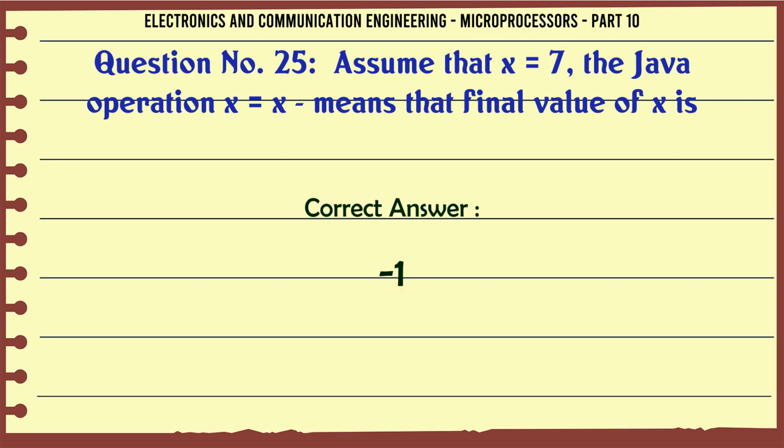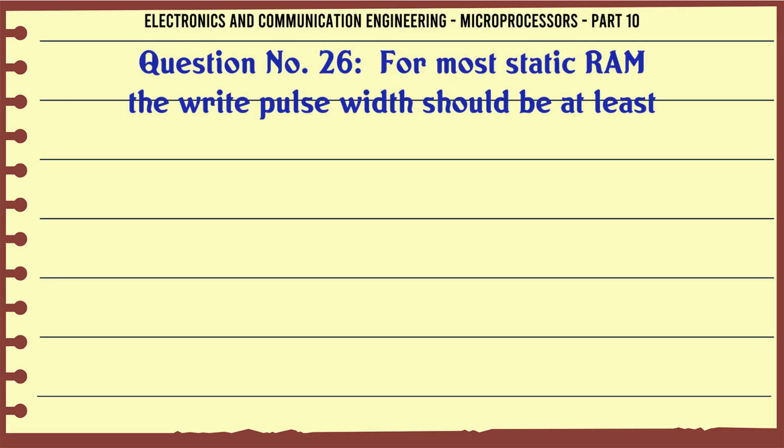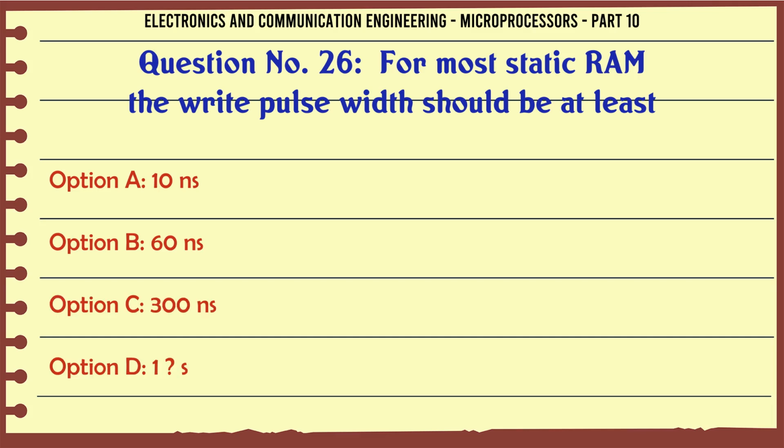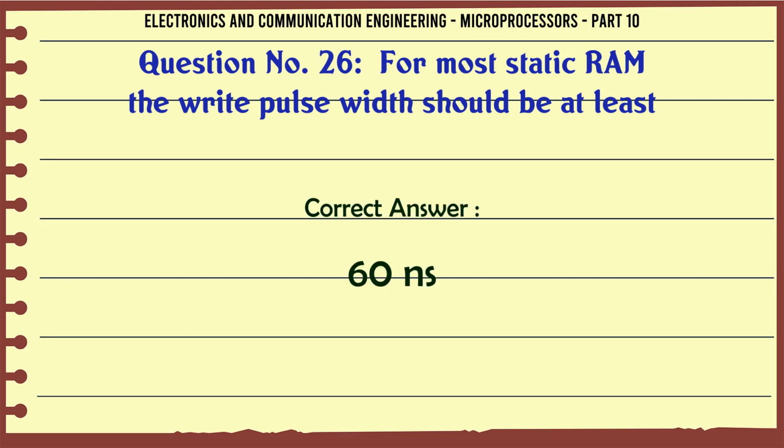The correct answer is 1. For most static RAM, the write pulse width should be at least A10 ns, B60 ns, C300 ns, D1s. The correct answer is 60 ns.